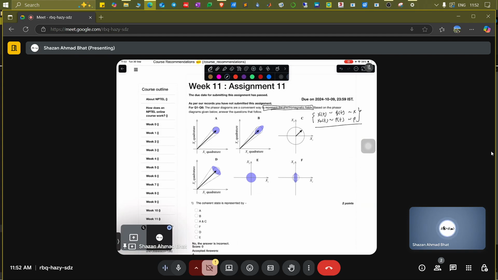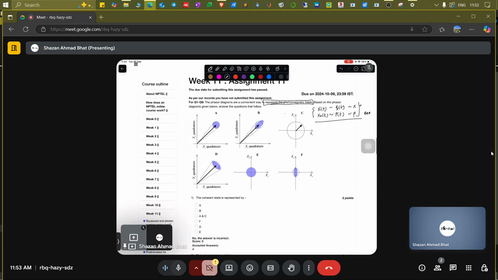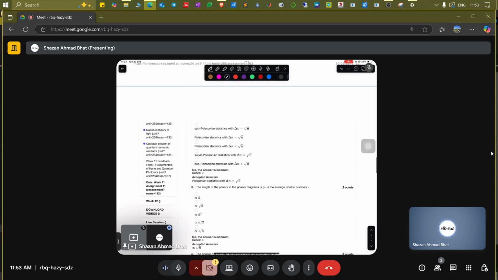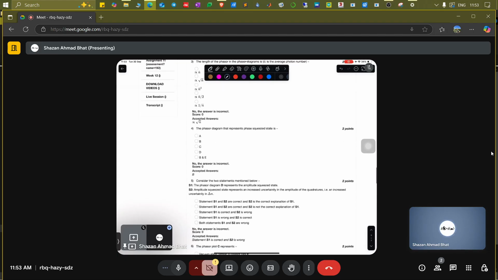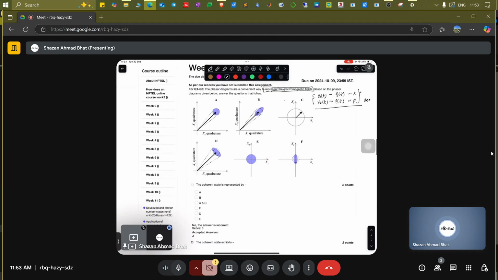Just remember this, and always think about it in terms of the position and the momentum, as if you're just drawing the position here, and the momentum here. So it's almost like a momentum-position figure, I should say. Now, that is what the first question says. We have to answer the below questions, question 1, question 2, question 3, question 4, based on these figures. So now first, this is x2 quadrature, this is x1 quadrature. Similarly for the other plots.